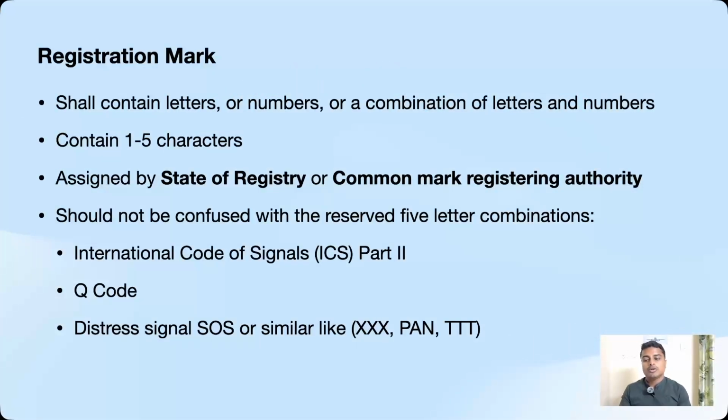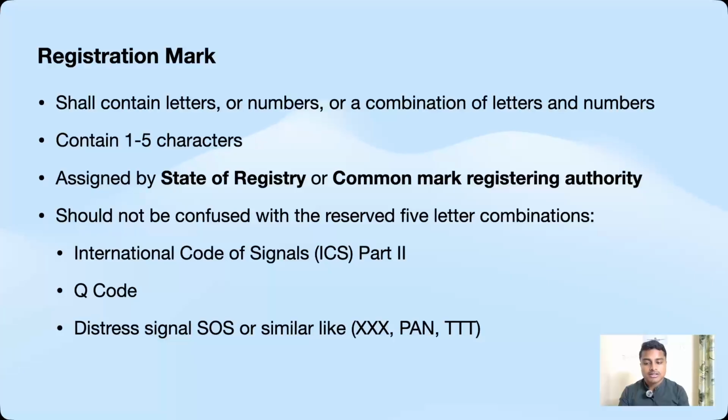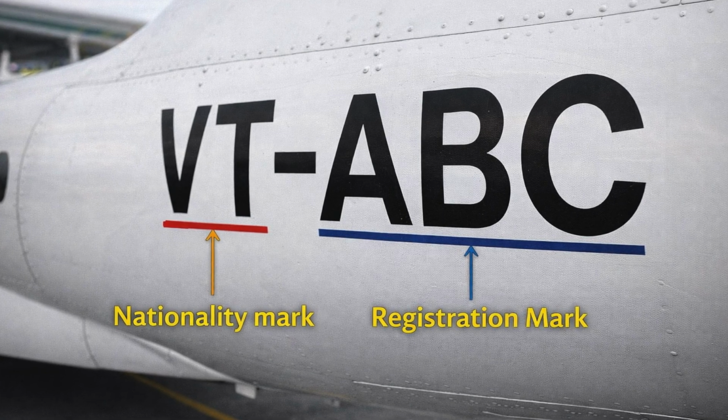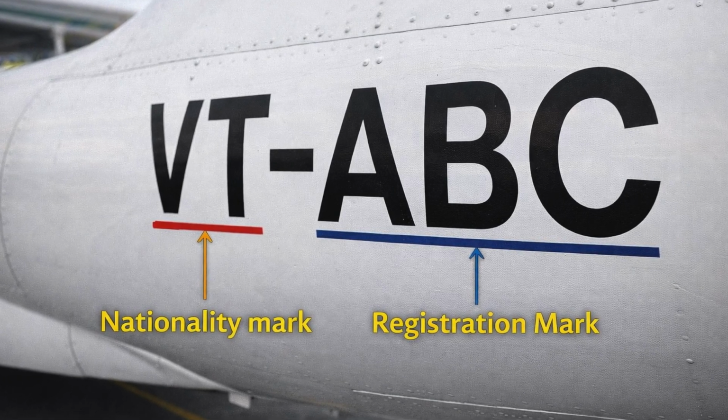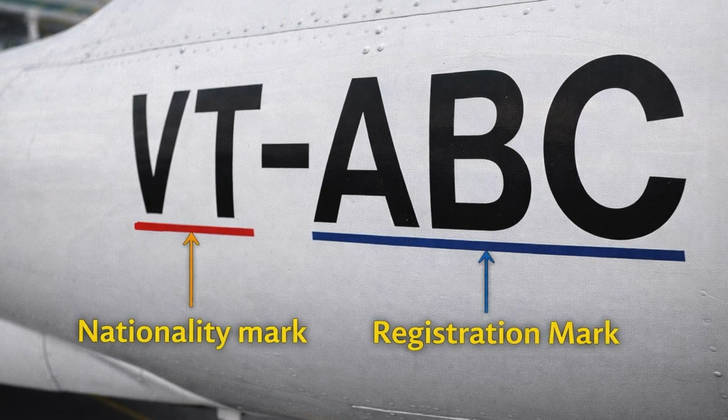Alright, now let's talk about the registration mark of an aircraft. Think of it just like the number plate of your car. Every aircraft in this world must have a unique identification, and that's what the registration mark provides. The registration mark can contain letters, numbers, or a combination of both. However, there's a small rule that it must contain at least one character and at most 5 characters. For example, if we take an Indian aircraft with the mark Victor Tango Alpha Bravo Charlie, Victor Tango is the nationality mark and Alpha Bravo Charlie is the registration mark assigned to that specific aircraft.